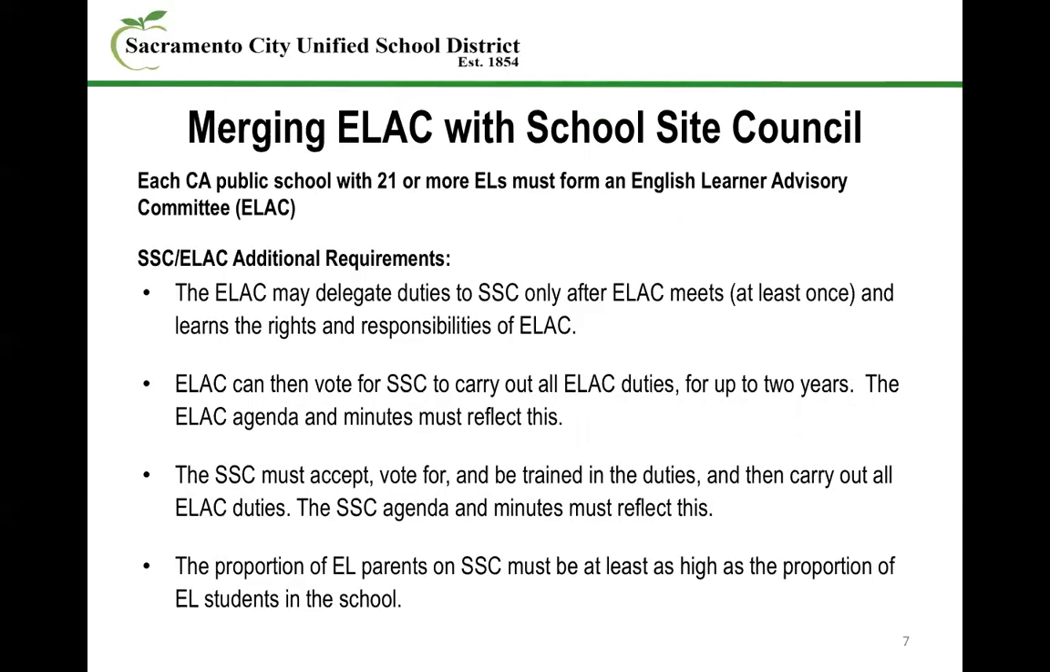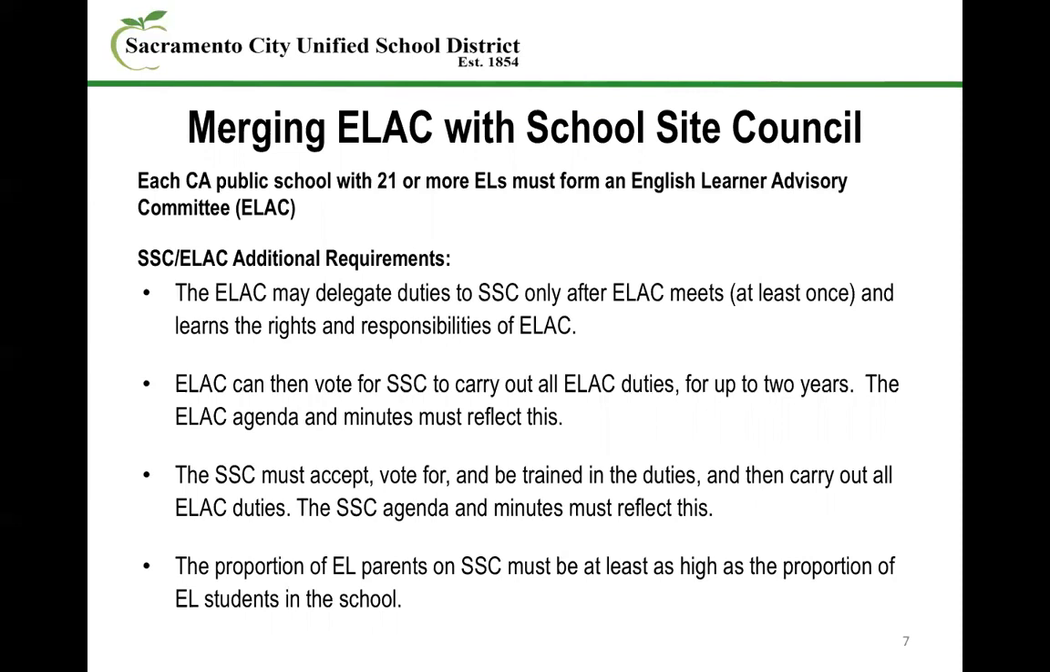Some schools choose to merge their ELAC with the school site council, merging those duties. The ELAC is the English Learner Advisory Committee. An ELAC may delegate responsibilities to the school site council after the ELAC meets, reviews their responsibilities, and then votes on whether or not to have the school site council carry out those duties for up to 2 years.